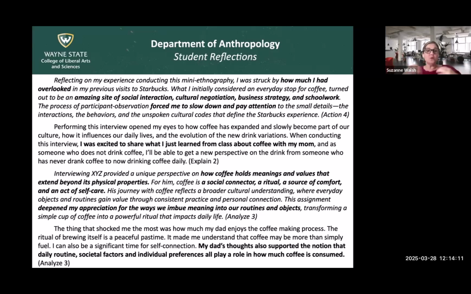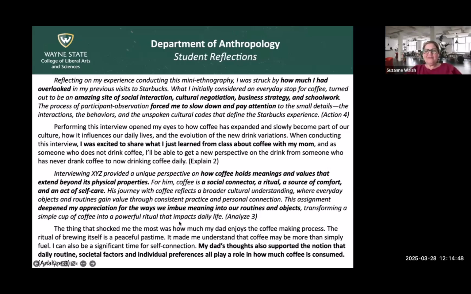The fact that the student could walk away from that experience being able to identify all of these things, and that the process of participant observation forced me to slow down and pay attention. This is one of the hallmarks of an anthropological thought process: how do we slow down? How do we take note of everything that's happening around us, and then how do we integrate that into the things that we've learned in the course? So I don't expect a level 4 out of everyone, but if I can get most students to at least a level 2 or 3, I feel like I've done a good job.